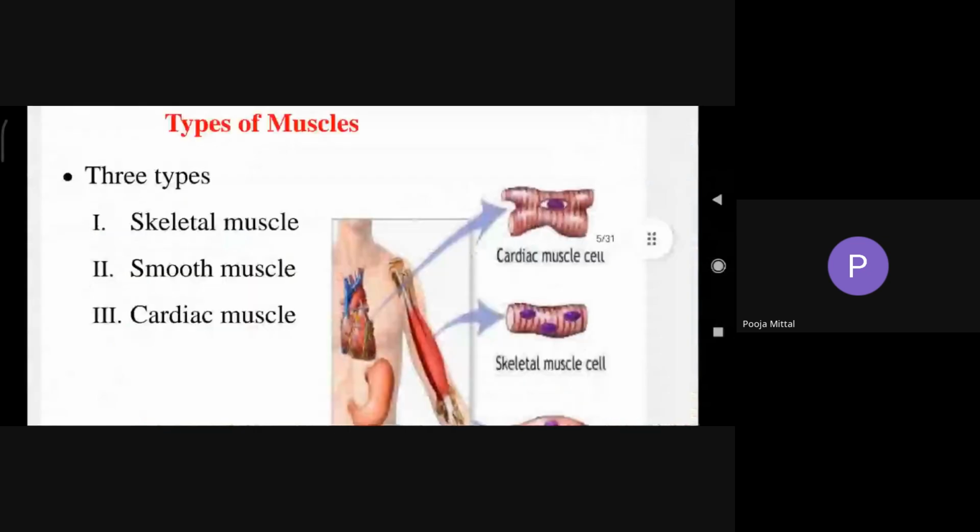Types of muscles. I think we went through these types earlier during tissues. Once again, we will just repeat in brief. There are three types of muscles in general: skeletal muscle, smooth muscle, and cardiac muscle.